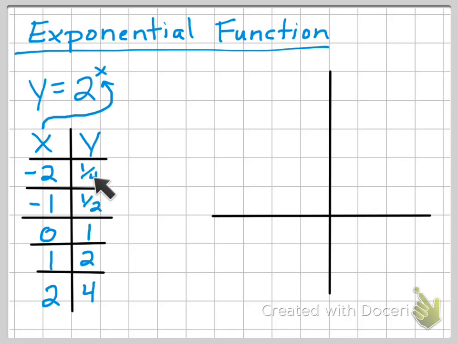-2, 1/4. That means I need to come back 2 and only up a fourth. So here's my point. Then -1, 1/2. So I come back 1 and up a half. Then 0 and 1. So that's on the y-axis at 1. Then 1, 2. So over 1 and up 2. And then 2, 4. So over 2 and up 4.